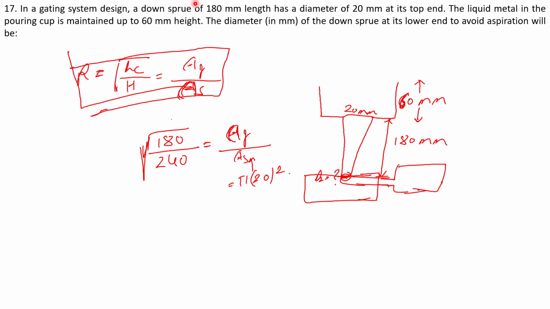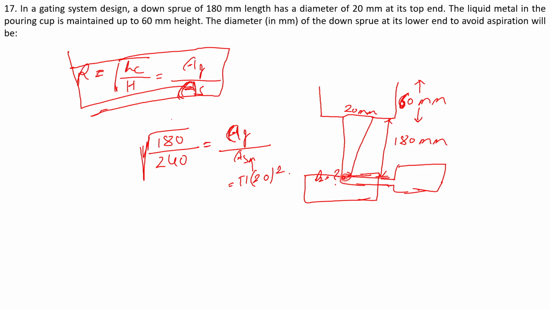Then coming to next question. In a gating system design, a down sprue of 180 mm length has a diameter of 20 mm at its top end. The liquid metal in the pouring cup is maintained up to 60 mm height. The diameter in mm of the down sprue at its lower end to avoid aspiration will be. We will first make the diagram according to the description given in the question. We have a pouring cup which is filled up to 60 mm height, and after the pouring cup we have a sprue with a cross sectional diameter of 20 mm. Then the height of the sprue is 180 mm. So we have to calculate this D2.